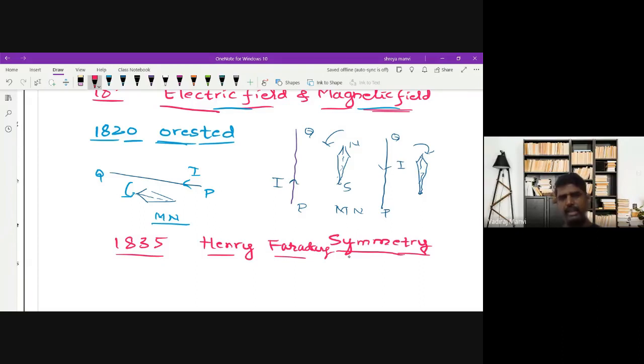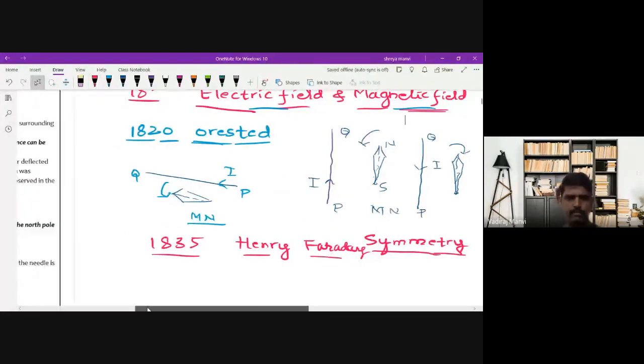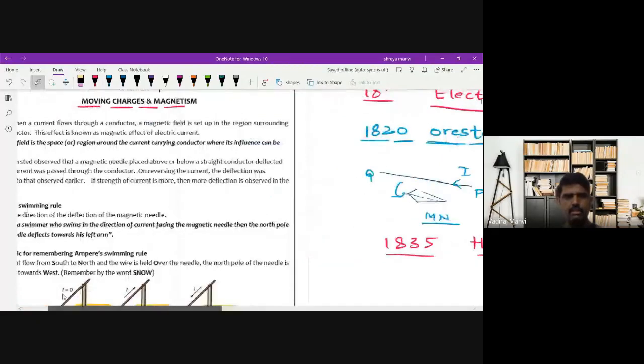So from 1820, that is the 19th century onwards, scientists started studying both. They were not separate entities as such. Electric field is in turn related to magnetic field, and magnetic field is in turn related to electric field. So this is what we are going to study in this particular chapter. Clear? Okay, let us observe the experiment done by Oersted.